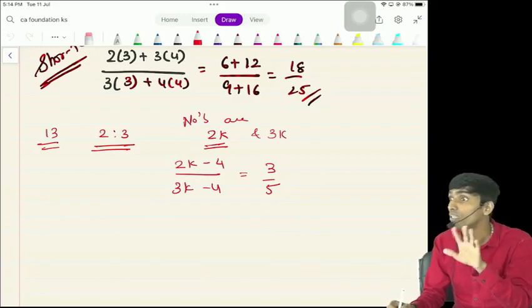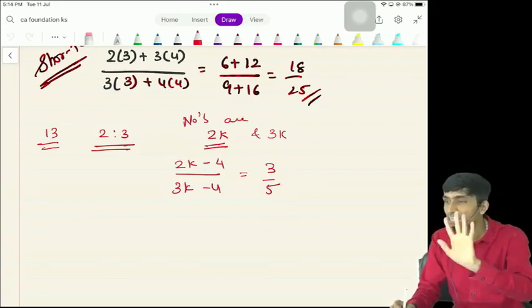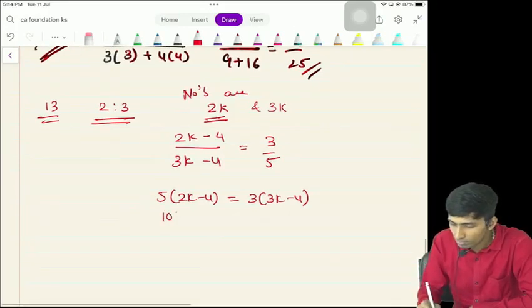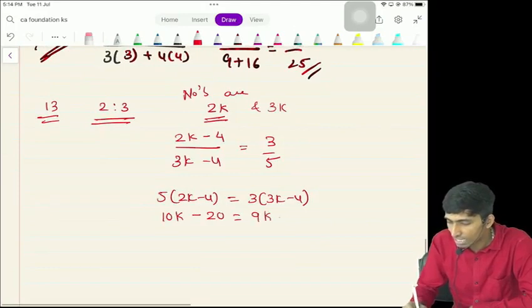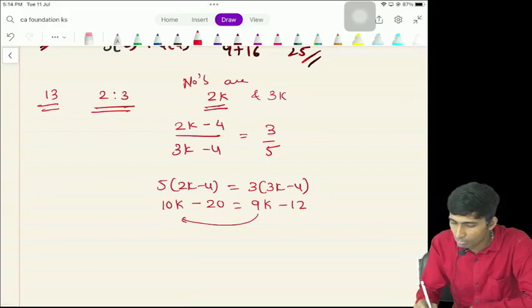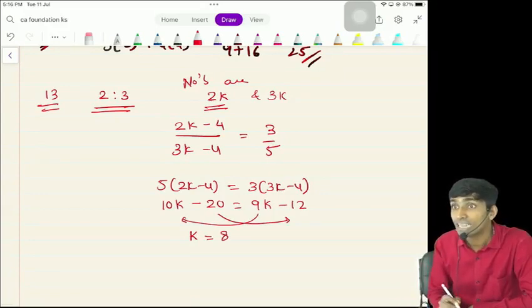The easiest way is reverse check. Let us solve this. 5 into 2k minus 4 is equal to 3 into 3k minus 4. 5 2s are 10k minus 20. 3 3s are 9k minus 12. Take k on each side. 9k will come this side with minus, so what is left is k. 20 will go this side, plus 20 minus 12, how much? 8. Understood? 8 is the constant.